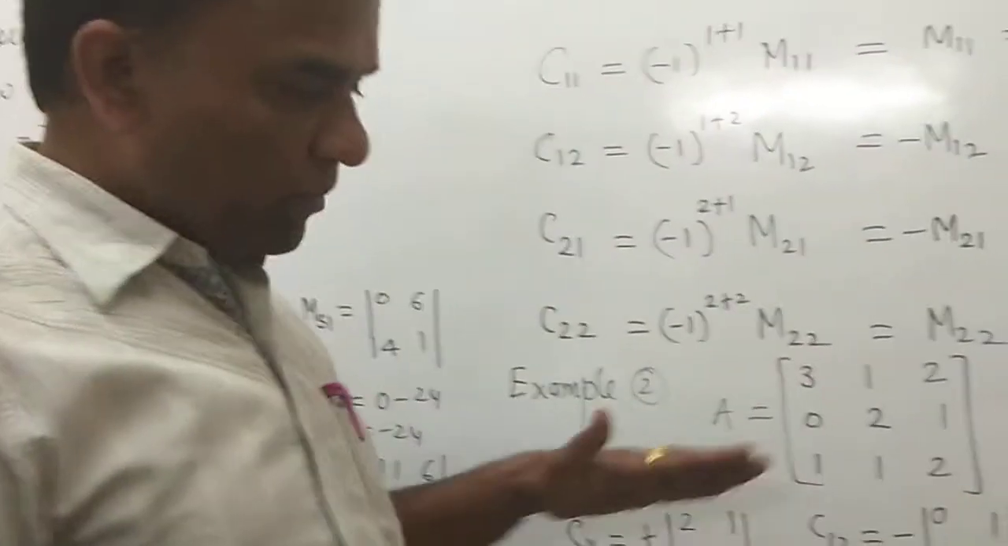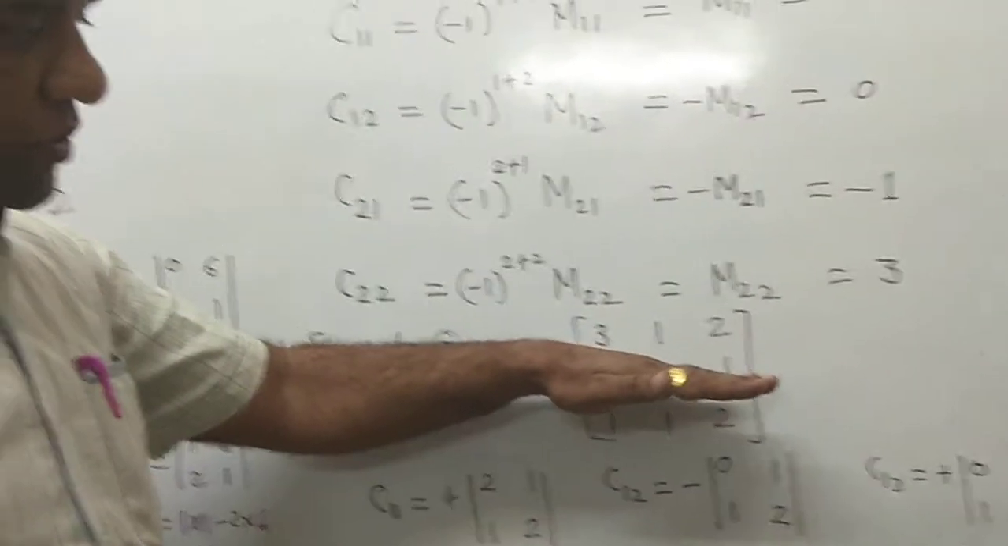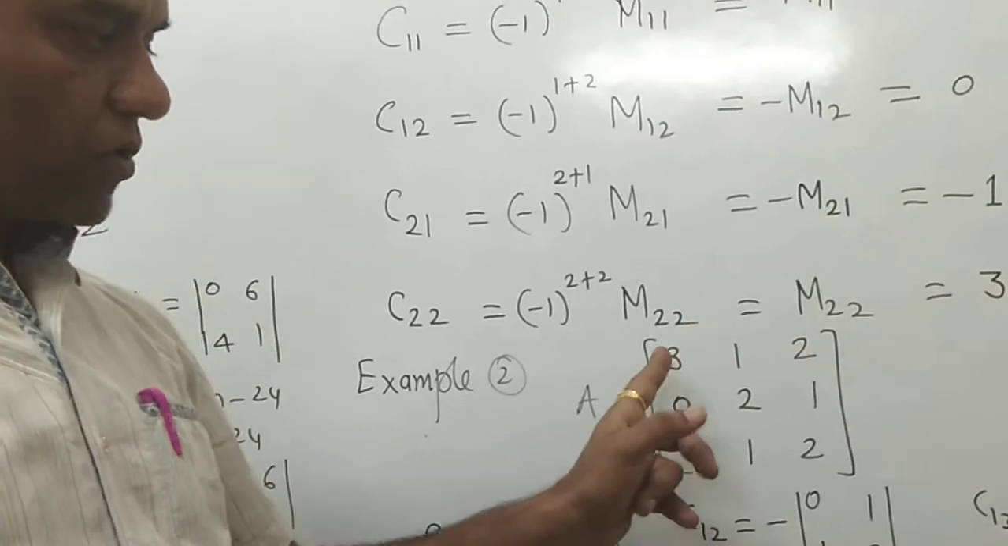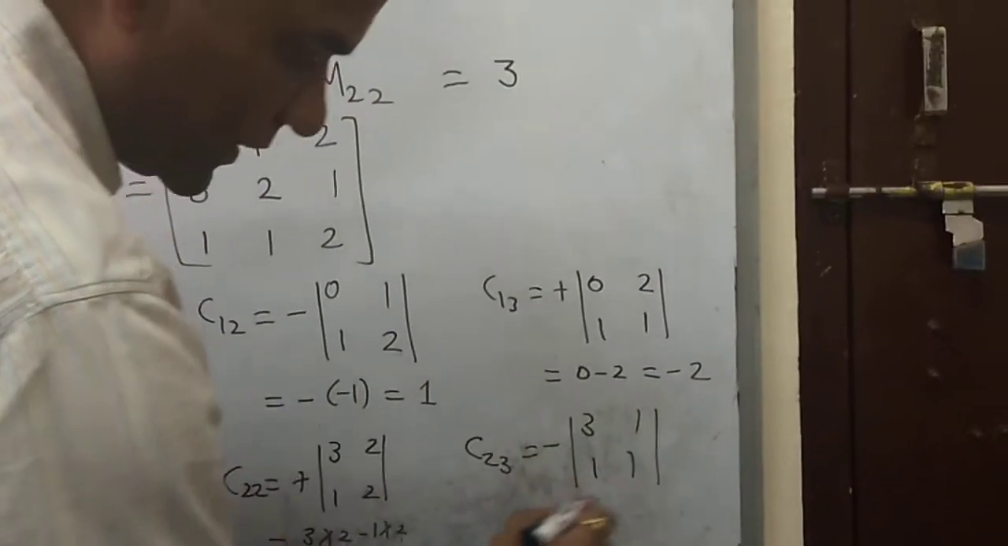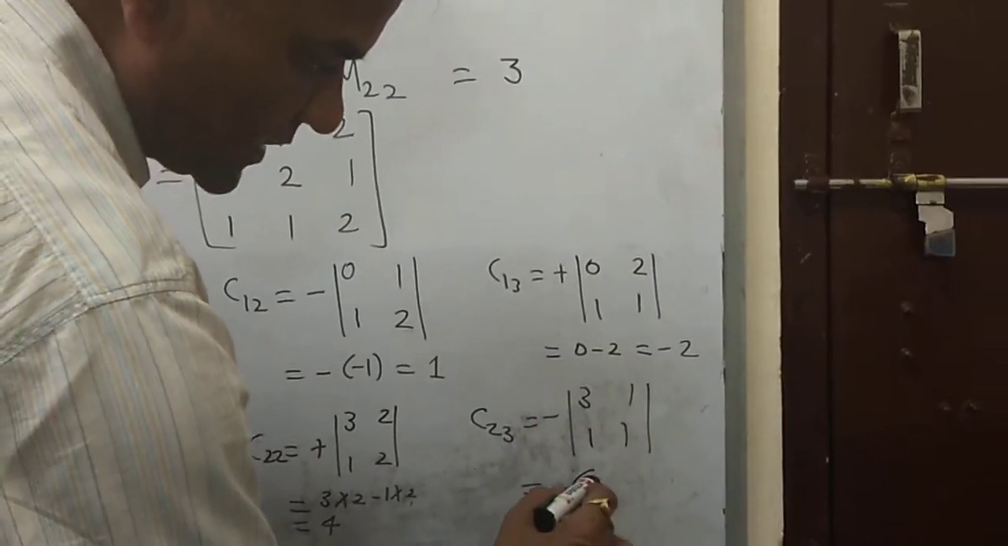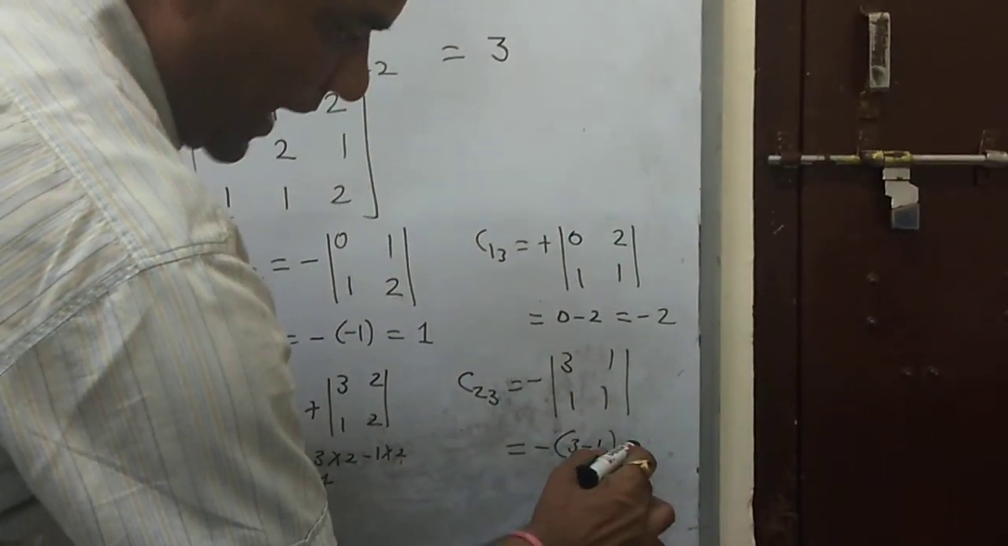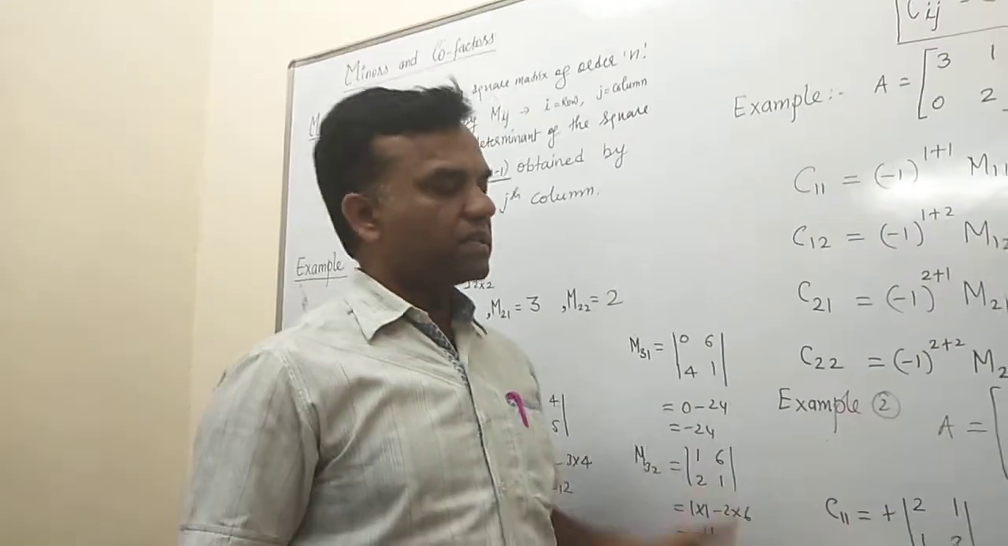And now what do you mean by 2 3? You leave the second row and third column, so the value is 3 1 1 1. So you write down 3 1 1 1. So minus of this, 3 minus 1, the answer is minus 2. Okay, so the process is the same.